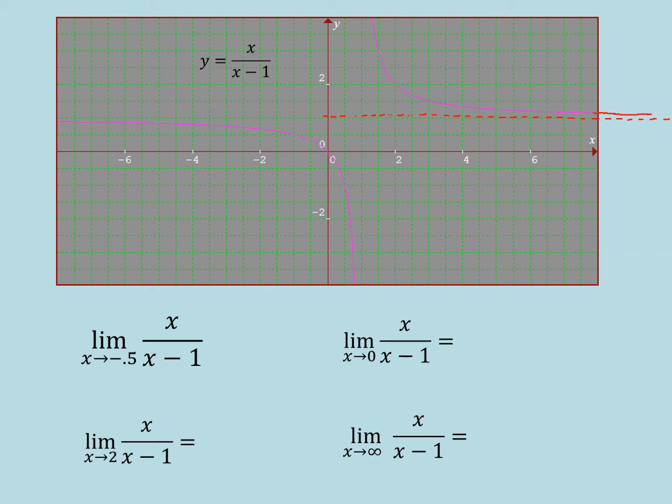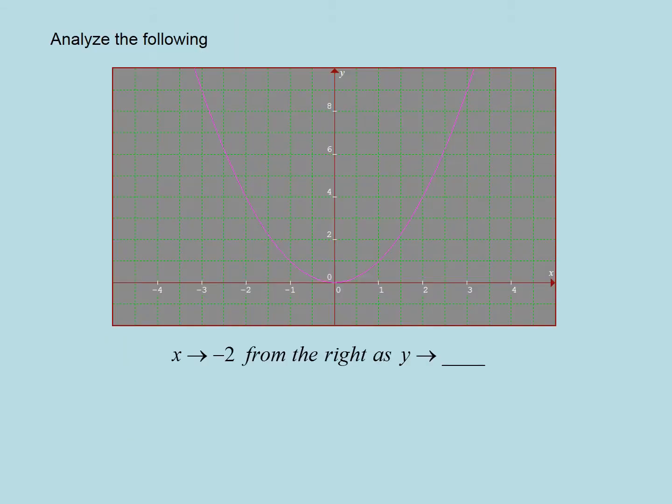And the last one, the limit of x over x minus 1 as x approaches infinity. Now think through this one. We're not approaching some value. We're letting x get larger and larger and larger. And with limits, we're looking at, as x gets larger and larger, what's happening with the y values? There appears to be, here's another graph. Horizontal, x approaches -2 from the right here as y approaches.